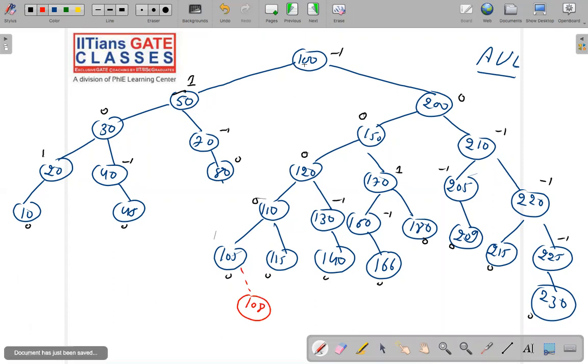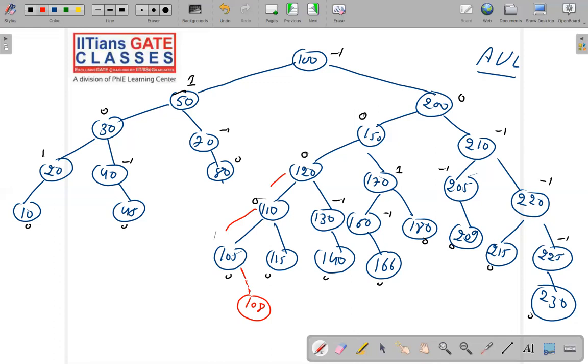This is the right position. Okay, we will go on the right of 100 because 108 is greater than 100. It's less than 200, that's why we'll go on the left. Less than 150, less than 120. Okay, less than 110, greater than 105. So we'll insert 108 here.